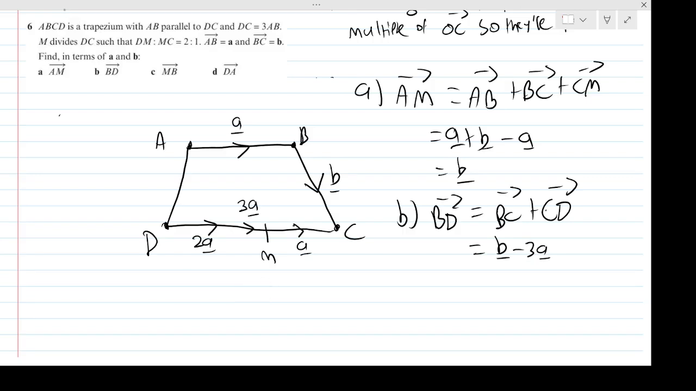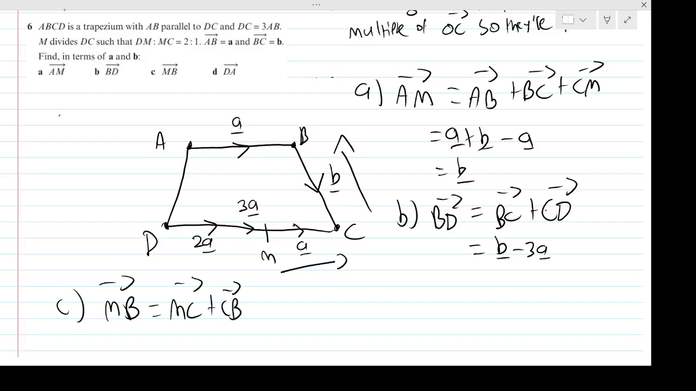Then for part c, I need to find M to B. To get from M to B, I can do M to C and then C to B. M to C is just a. And C to B: B to C is b, but I want to go the opposite way, so it would have to be negative b. And there we are, that's my vector.